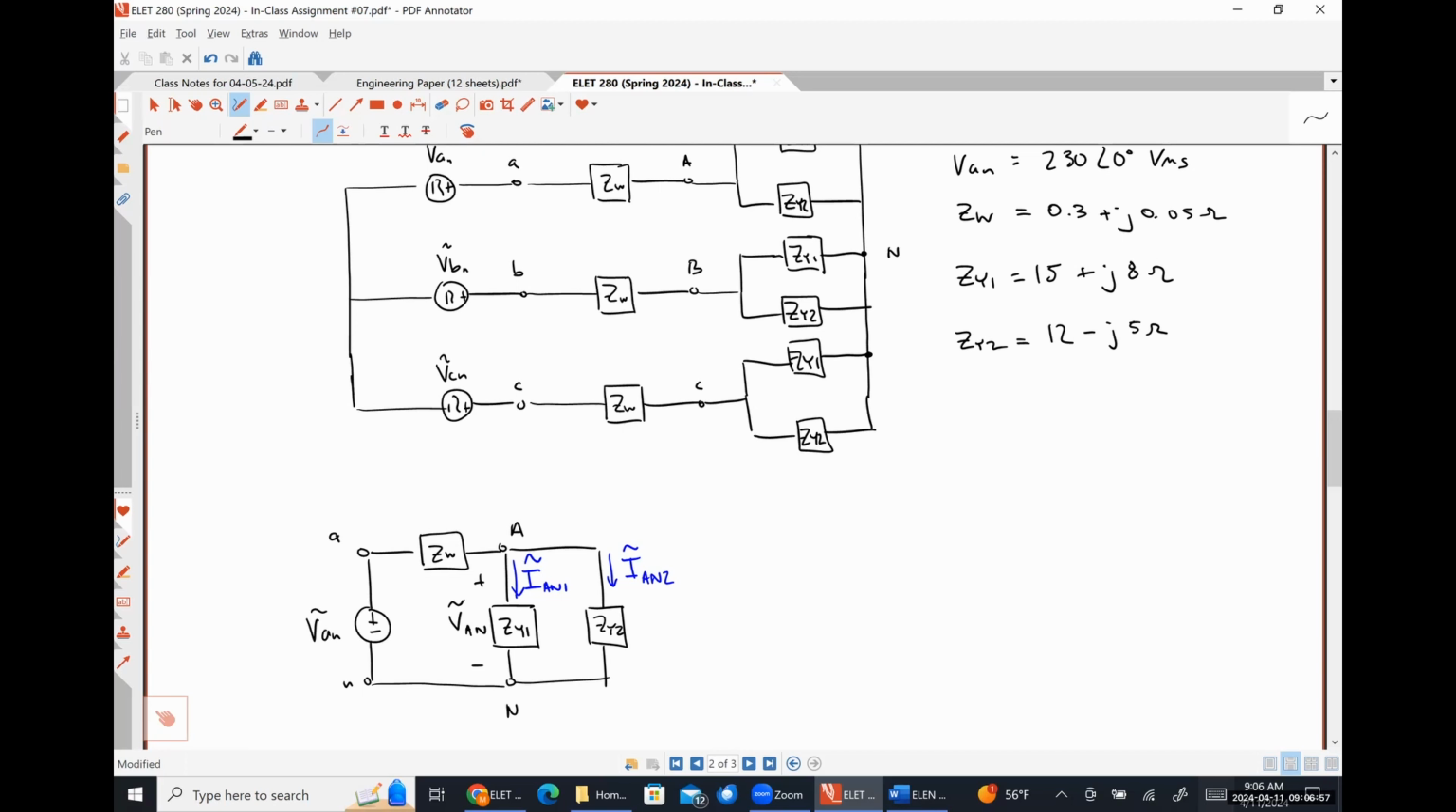You guys remember voltage division at all? Do this for ZY1 plus ZY2 over ZY1 times one. That's the end. And then get your ZY total for the first one, and then you can just do our equation, VAN over ZW, or ZY, sorry, ZY plus ZW.